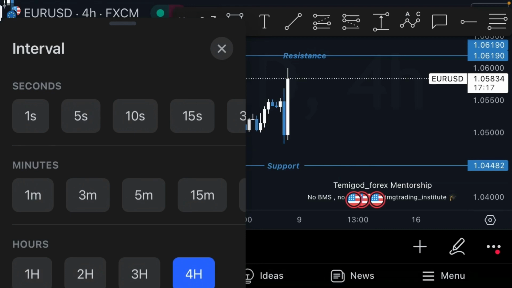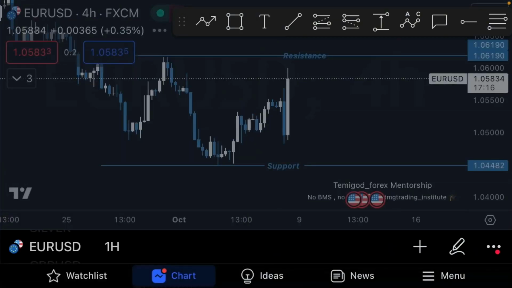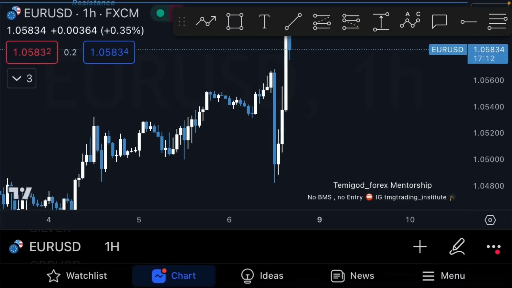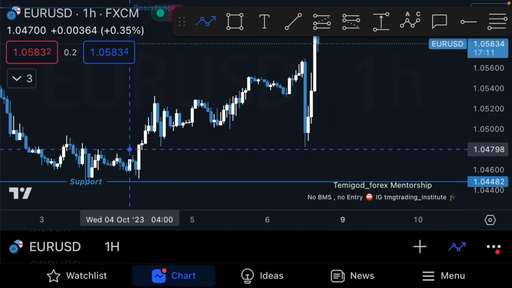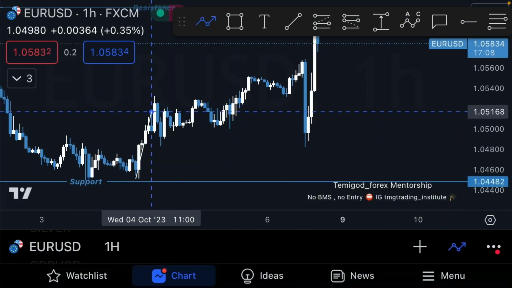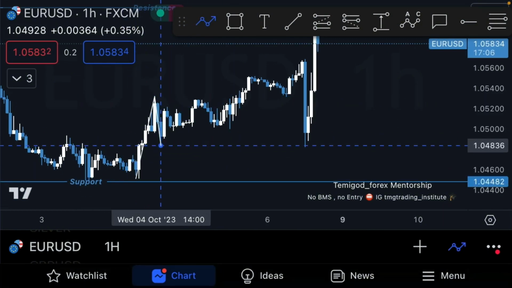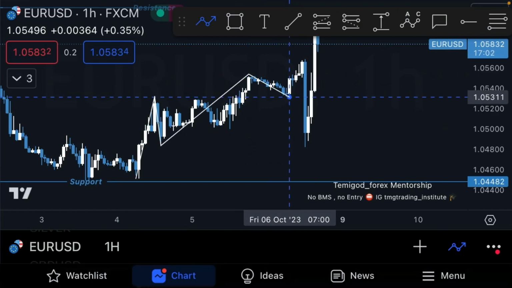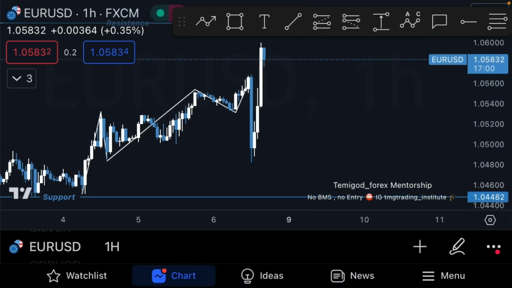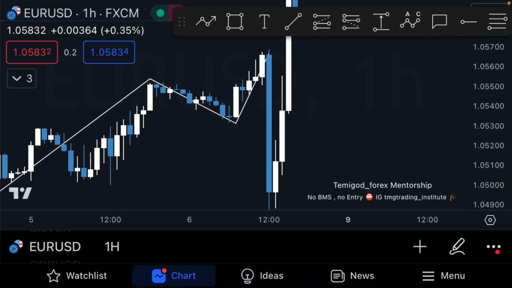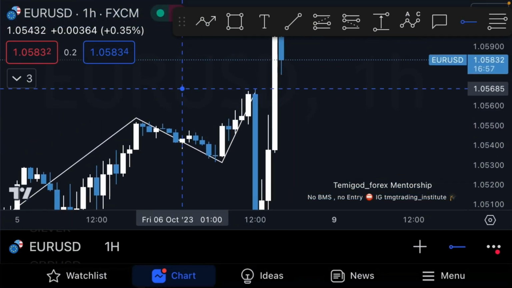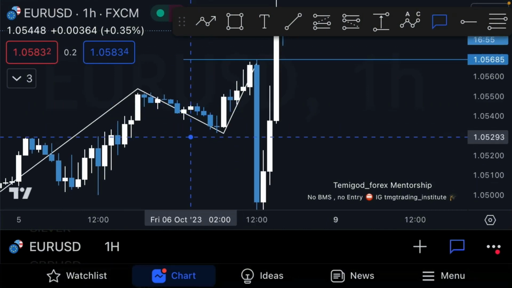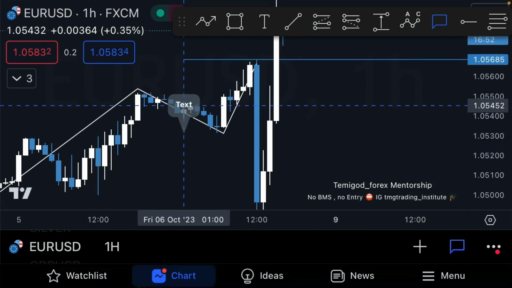So we dive into the 1 hour time frame. We're going to be taking this carefully to understand. Now on the 1 hour time frame, we have this high, we have this low, we have this high, we have this low, and we have this high. Looking at this 1 hour time frame, we can see that this was our last resistance area and this was our last support area.